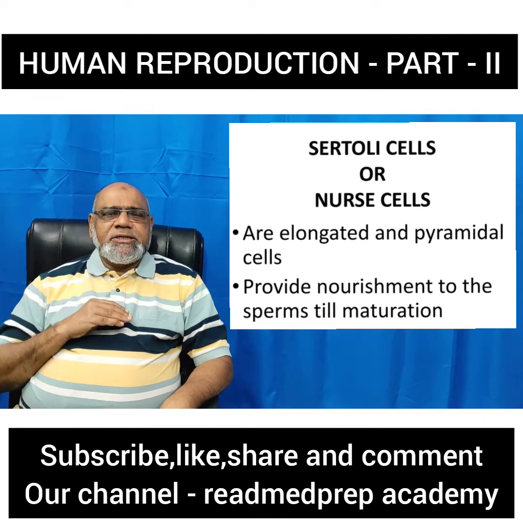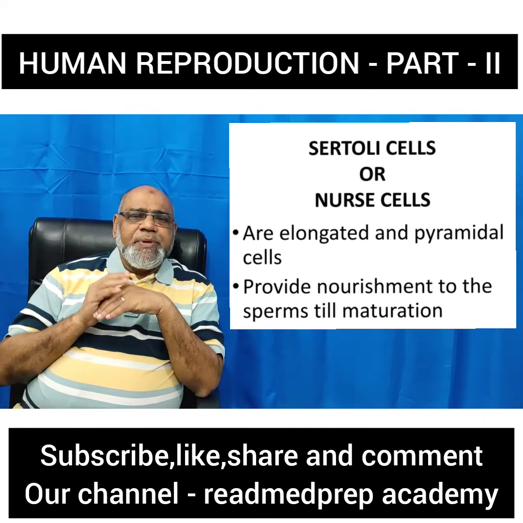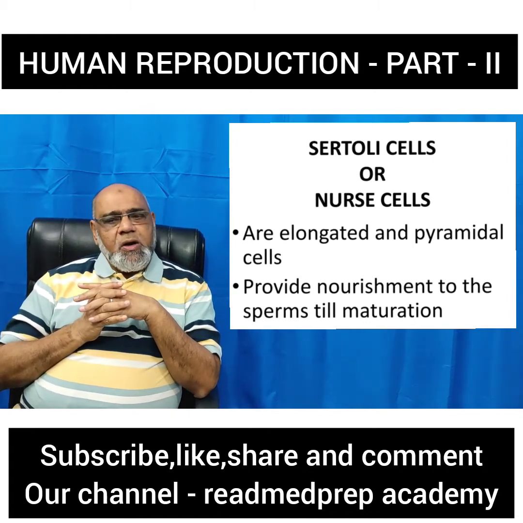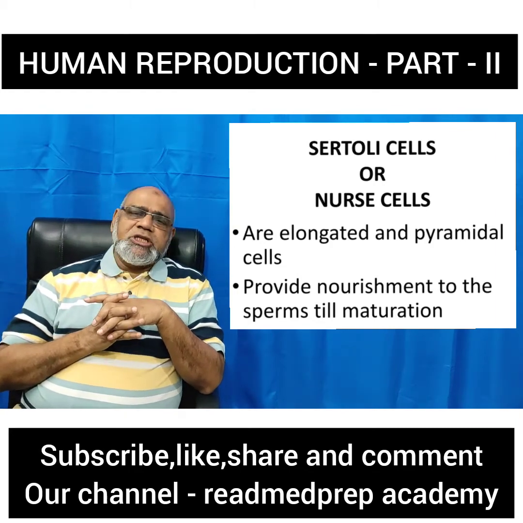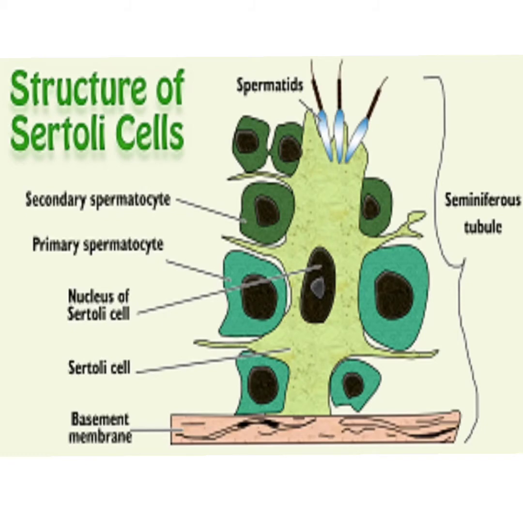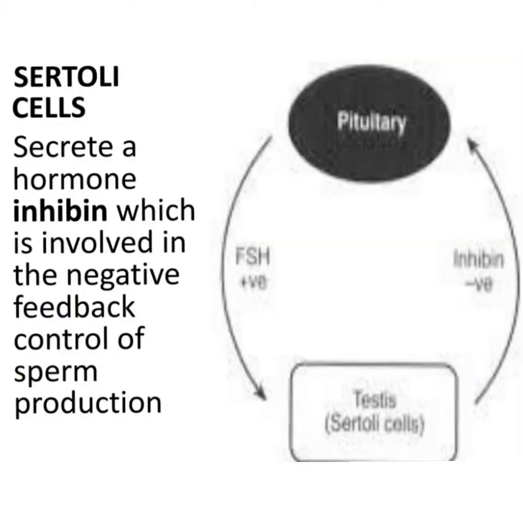The Sertoli cells are elongated and pyramidal in shape. They are called nurse cells. Why? Because they provide nourishment to the sperms from the spermatogonia to the development of the mature sperm. These Sertoli cells secrete a hormone. The hormone is inhibin. Why is it called inhibin? Because it inhibits the pituitary by a feedback mechanism to decrease its secretion, to control the sperm production.